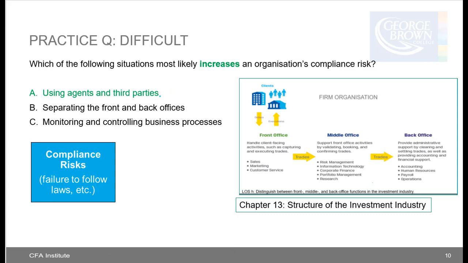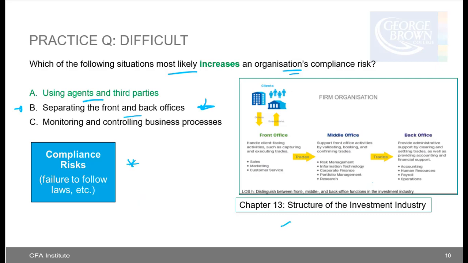Okay, the correct answer is A, using agents and third parties most likely increases an organization's compliance risk. If we look at B, separating the front and back offices, no, that will reduce an organization's compliance risk. Remember, compliance risk is the failure to follow laws, etc.